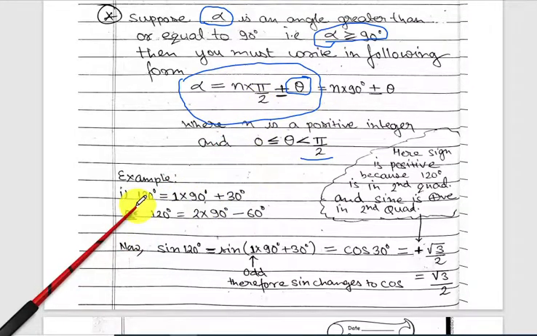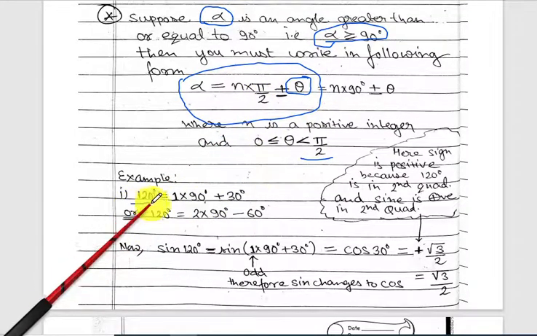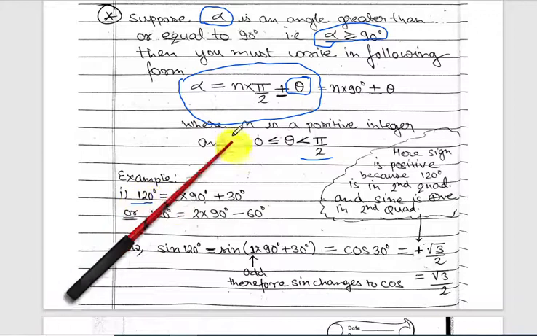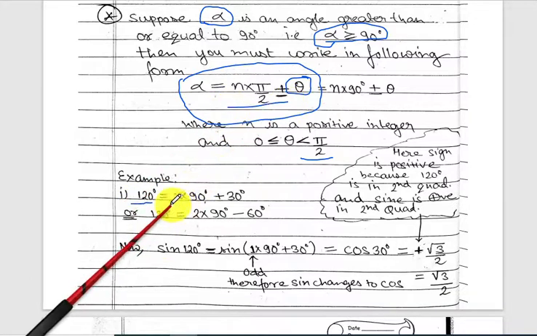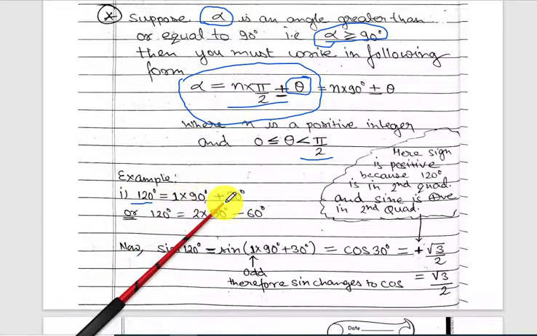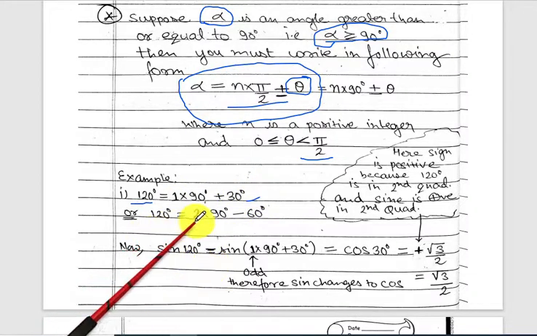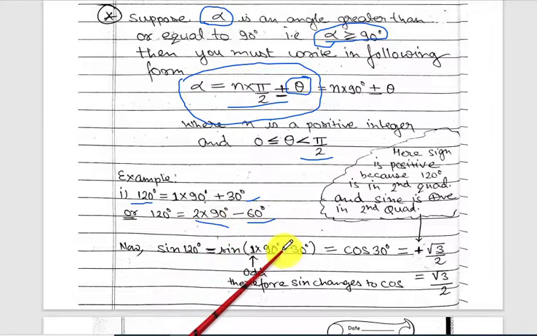Let us see an example. Here I have taken an angle 120. Clearly this is greater than 90, so this can be written in this form. You can write 1 into 90 plus 30 degrees, or you can write 2 into 90 minus 60 degrees.